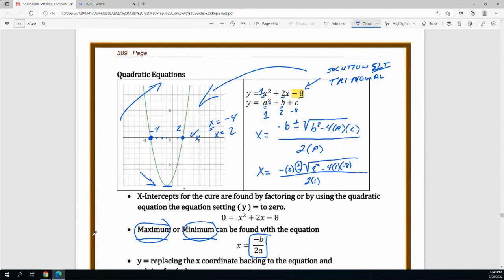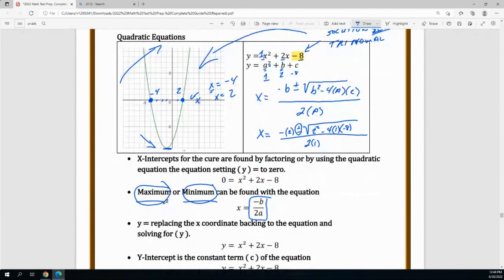Let's go ahead and fill it in with the numbers that we already have. So we have a b of 2. So I'm going to put x equals the opposite of 2 divided by 2 times 1. Let's solve. Negative 2 divided by 2 is negative 1. So that means that my x is at negative 1.